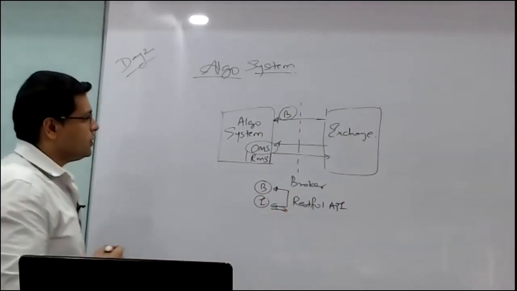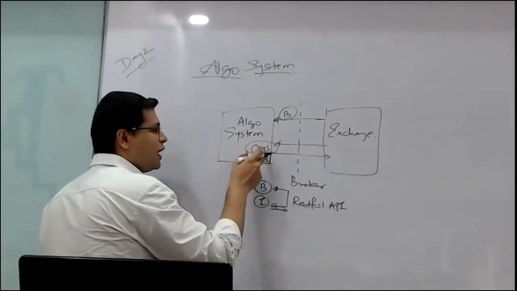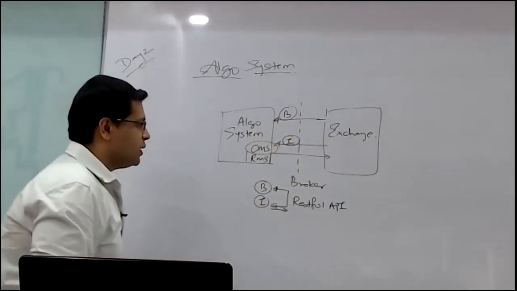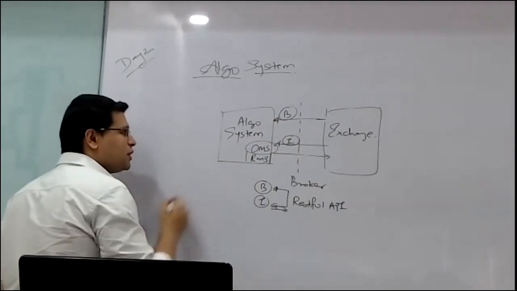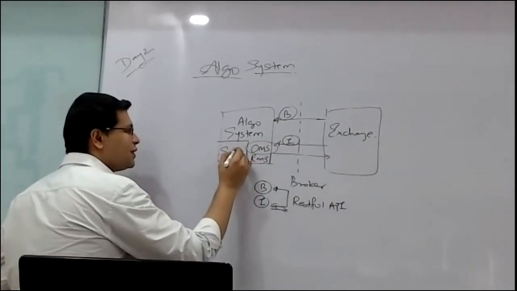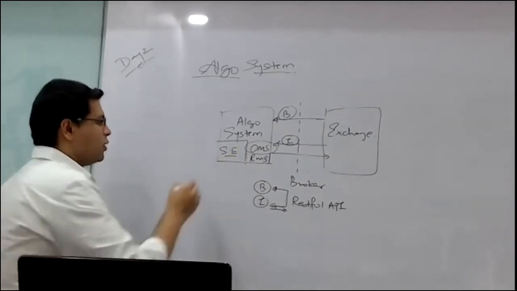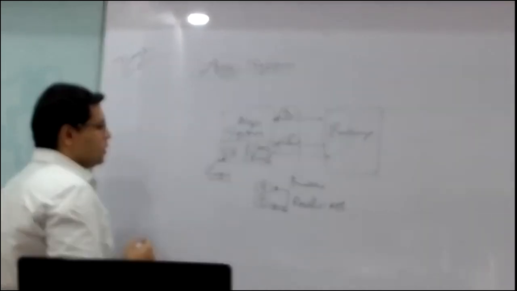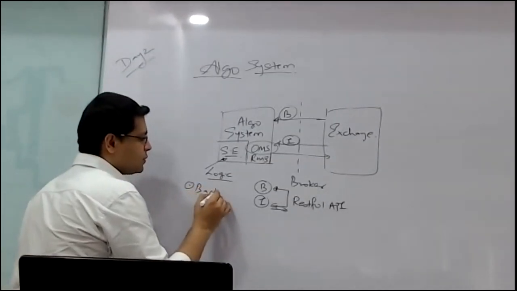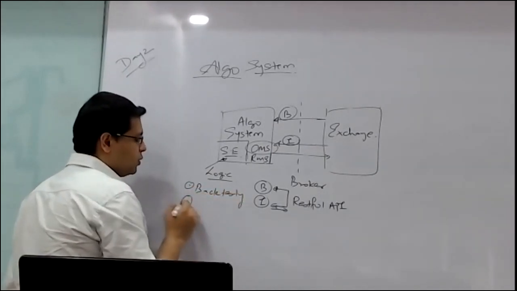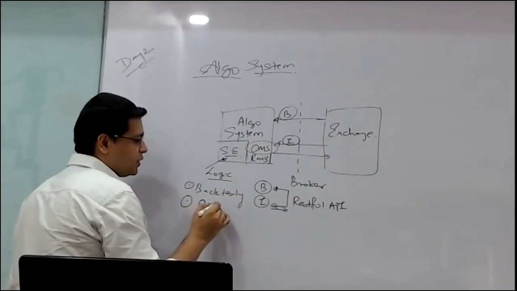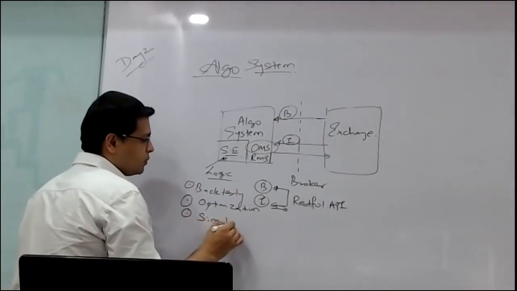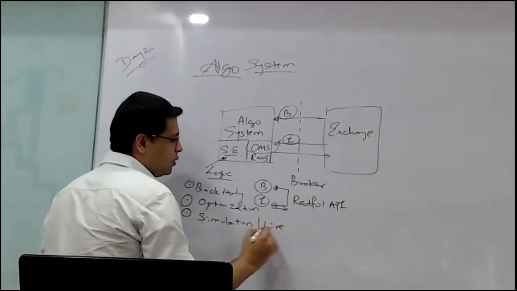So the point here is the algo system which you are making again has the same peripherals. There is broadcast and there is interactive connection. There is OMS, there is RMS. The most important part of this to understand is the strategy engine, right? Where your logic will reside and where you will run backtesting. Then after backtesting, you will do optimization, and then you go for simulation. And the last would be to go live.